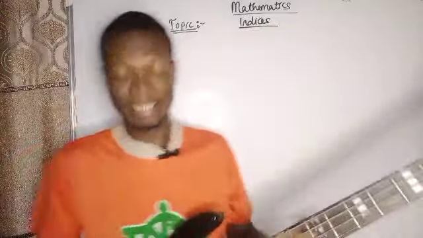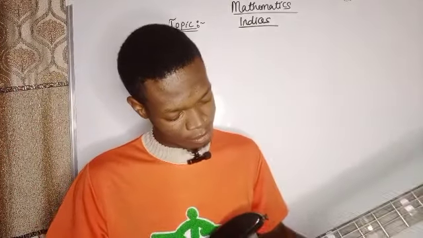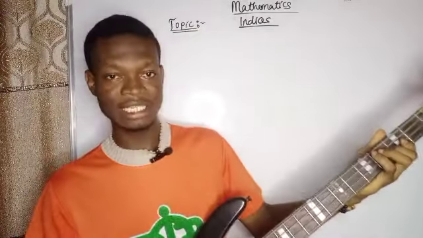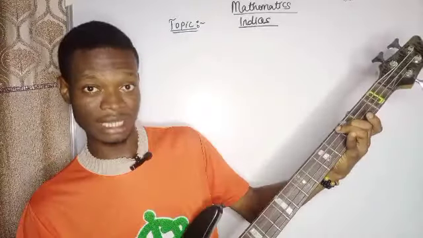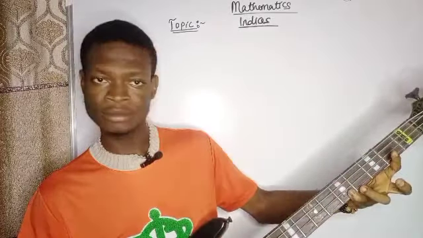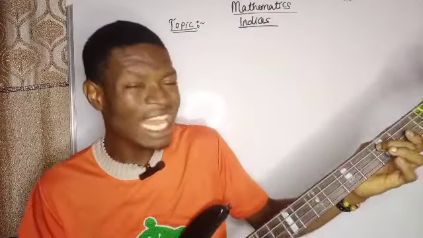Are you seeing my bass guitar? Now, let me show you something on indices on this bass guitar. This place is C. Are you seeing it now? C. Let me just run the solver. So this is the solver of C. Now, indices simply means exponent.